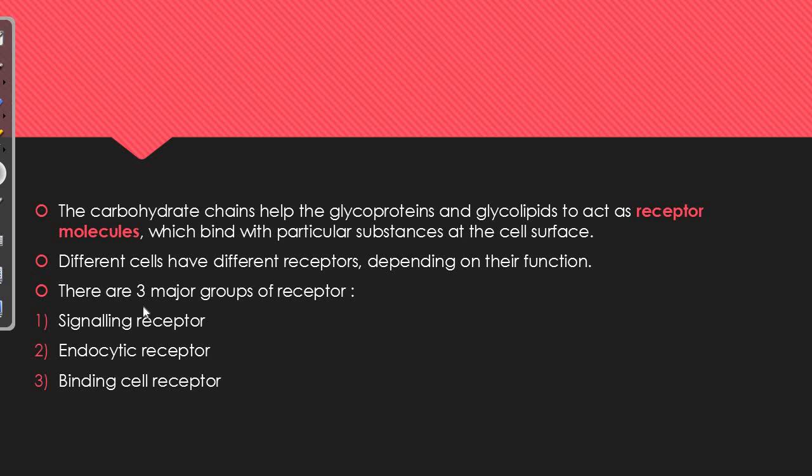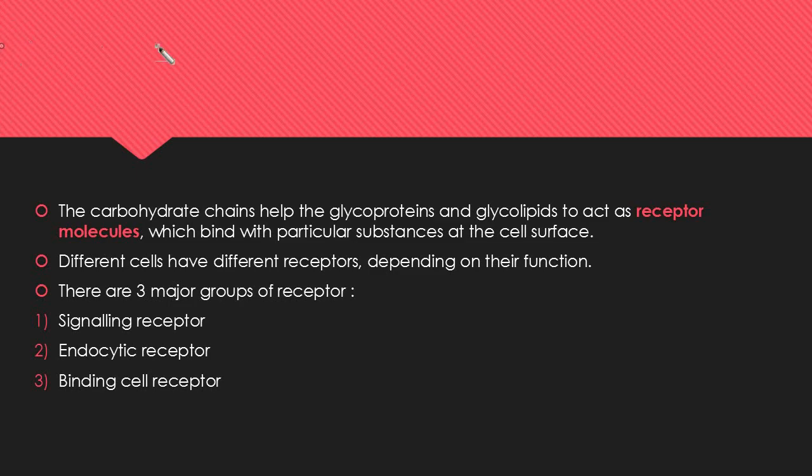The main function of these carbohydrate chains is as receptor molecules, which bind with a particular substance at the cell surface. So different cells have different receptors depending on their function. There are three major groups of receptors: signaling receptors, endocytic receptors, and cell-binding receptors. Okay, so these carbohydrate chains, glycoproteins and glycolipids, have two main functions.